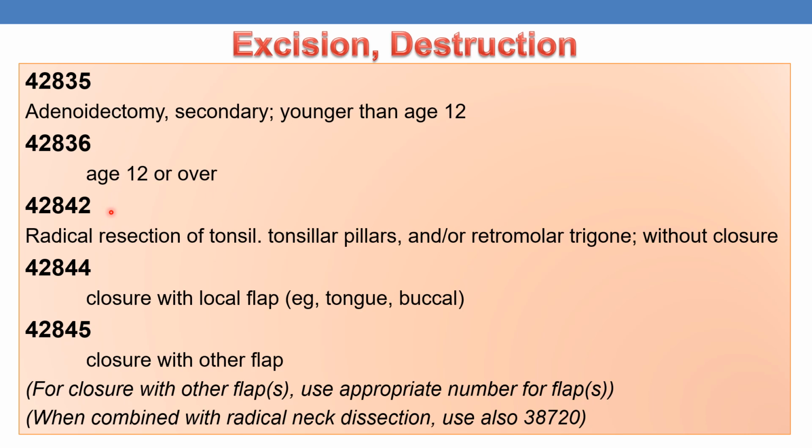The next CPT is 42842. It deals with radical resection of tonsil, tonsillar pillars and or retromolar trigone without closure. And if radical resection of tonsil is performed with closure with local flap, that CPT is 42844. And if it is done with closure with other flap, the CPT is 42845. And for closure with other flap, use appropriate number for flaps. And when combined with radical neck dissection, you can also use 38720.